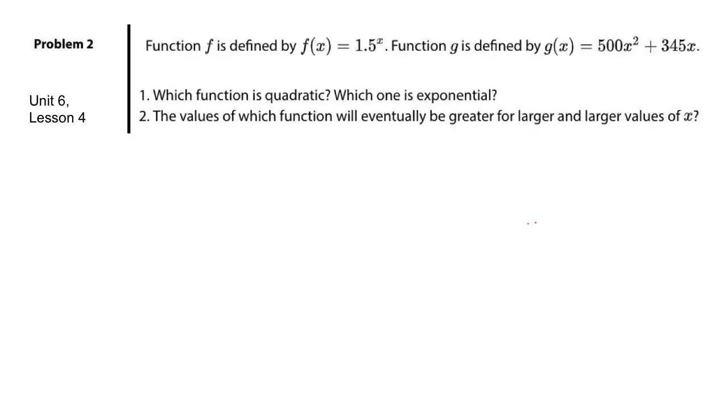In number 2, the quadratic function is g of x, and the exponential function is f of x. And number 2, we're talking about that the exponential function f of x will eventually be greater for larger and larger values of x. And again, that's because your growth factor here is staying the same. In the quadratic function, there is no constant growth factor.